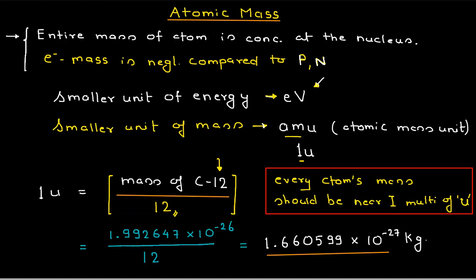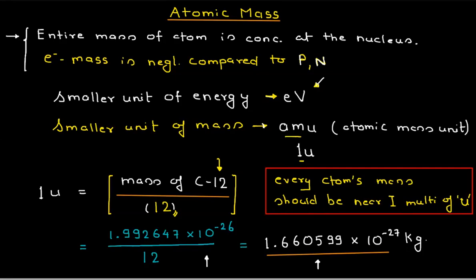If protons and neutrons cannot be divided further, then every nucleus will have some integer times proton and integer times neutron. This is effectively the mass of a proton or mass of a neutron, very close to that. I'm dividing by 12. So every atom's mass should be near an integer times one AMU. Is this clear? Are you able to understand what I'm saying here? Yes, sir. Everybody, right? Yes, sir.